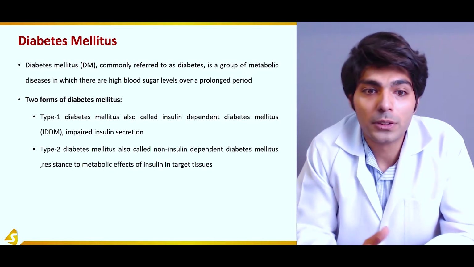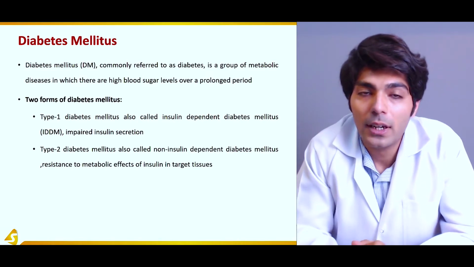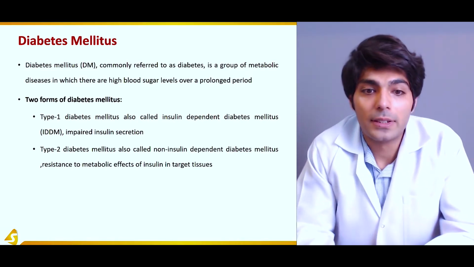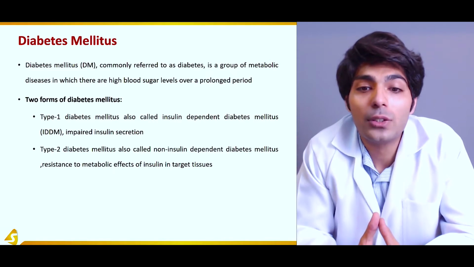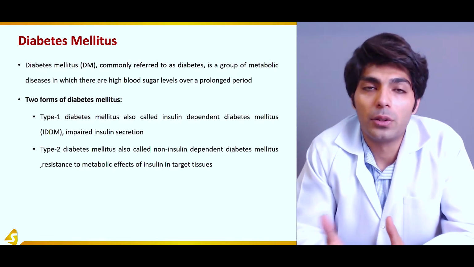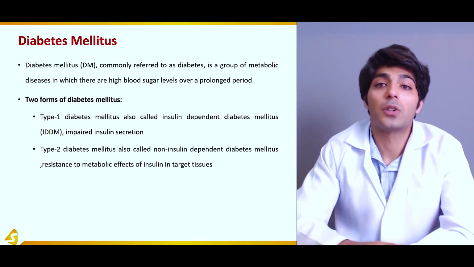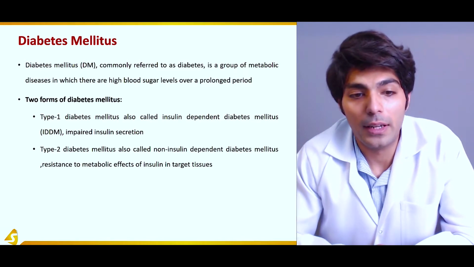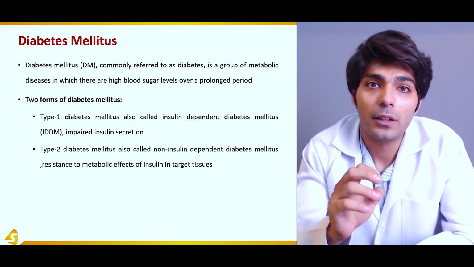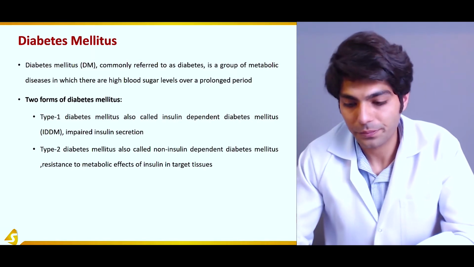There are two types of diabetes mellitus. Type 1 diabetes mellitus, also called insulin dependent diabetes mellitus, has an impaired insulin secretion. Then we have type 2 diabetes mellitus, also called non-insulin dependent diabetes mellitus, which is resistant to the metabolic effects of the insulin in the target tissues.